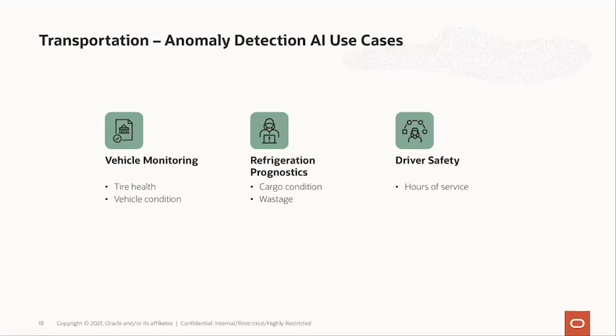The second is refrigeration prognostics. Again, what is the cargo condition, and the focus is on wastage. How do I avoid the wastage, and how do I make sure that the product is shipped in the right condition at the right time to the end customer? The third is driver safety.